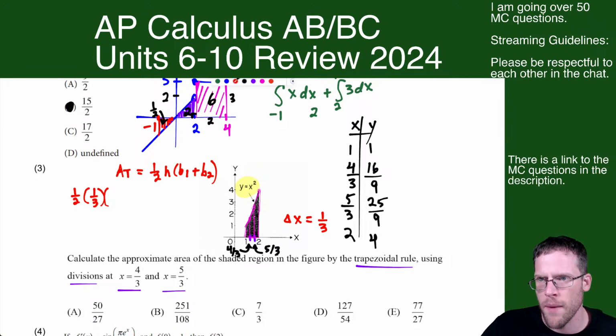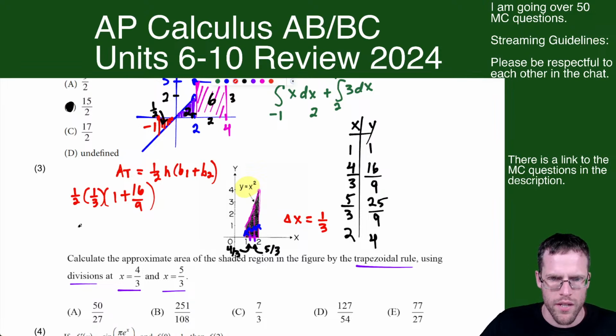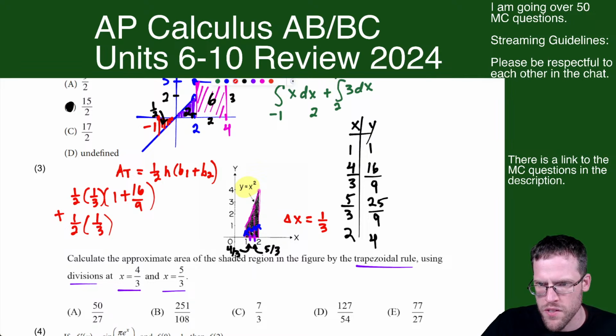So the first trapezoid, you see, is 1 and 4/3. The bases are the parallel sides. See, the bases are all here. These are the bases. So inside the parentheses, I have 1 plus 16 over 9. If you just know that these middle values get doubled, then great. Otherwise, just do it the long way like this. Okay, then we have plus 1/2 of 1/3, which is the height for the second trapezoid.